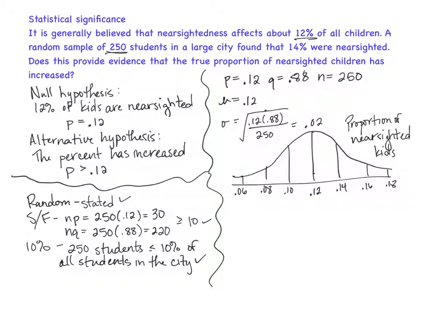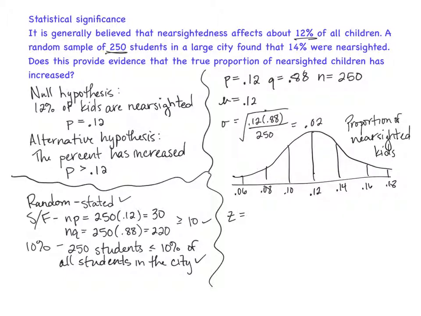Okay, so that's our model. That is based on our null hypothesis that our nearsighted kids are 12%. This is the model we've created. So what we need to do is take this sample at 14% and determine if we think that's consistent with this model or if we think it actually is big enough that it has increased. So we're going to calculate a z-score.